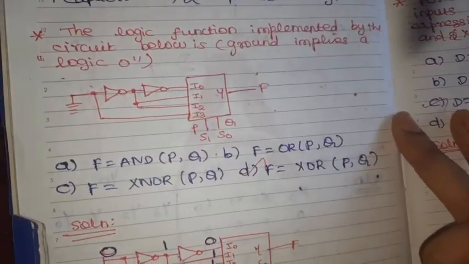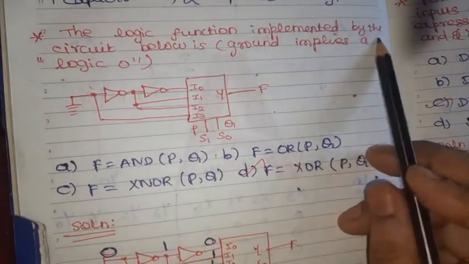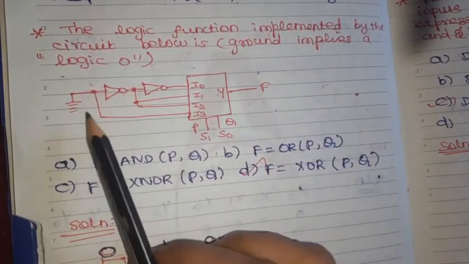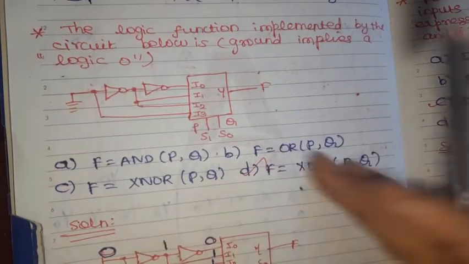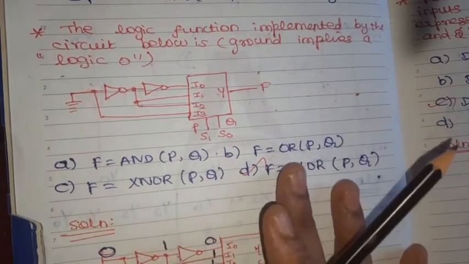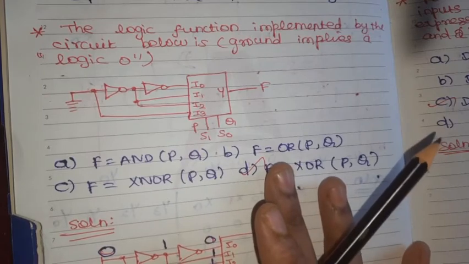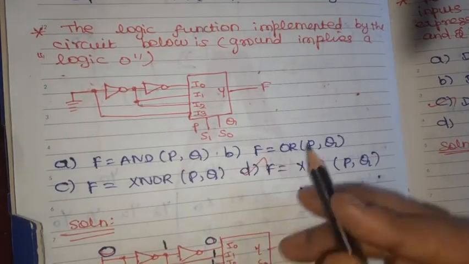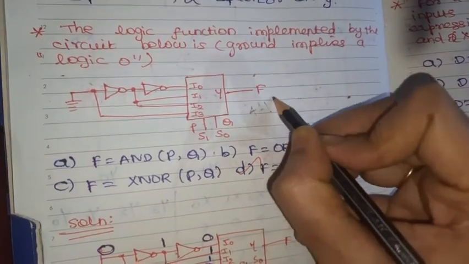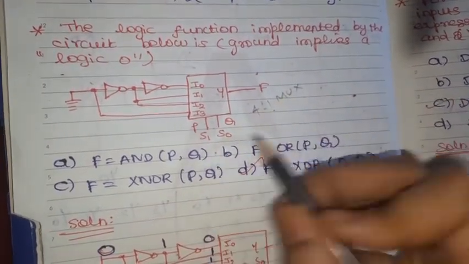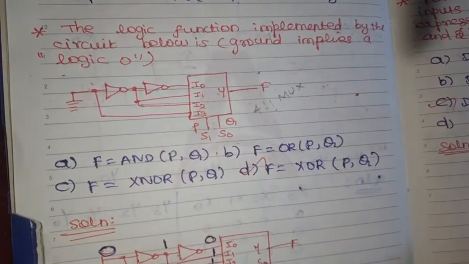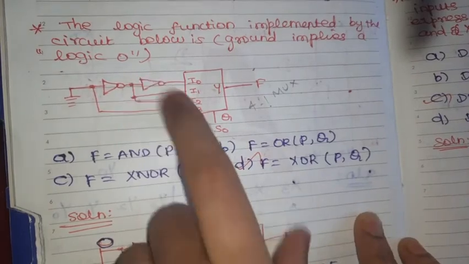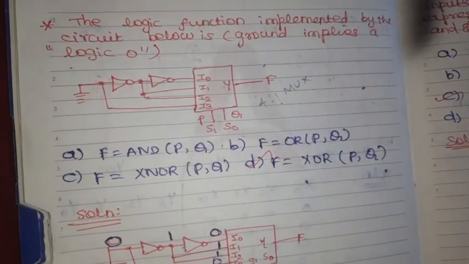We'll see. The logic function implemented by the circuit below, where ground implies logic 0. We need to find out the logical function implemented by the given circuit. So this is a 4 cross 1 MUX, right? A 4 cross 1 MUX is given. Two select signals are given as P and Q. We'll see what else is given. Ground implies logic 0.